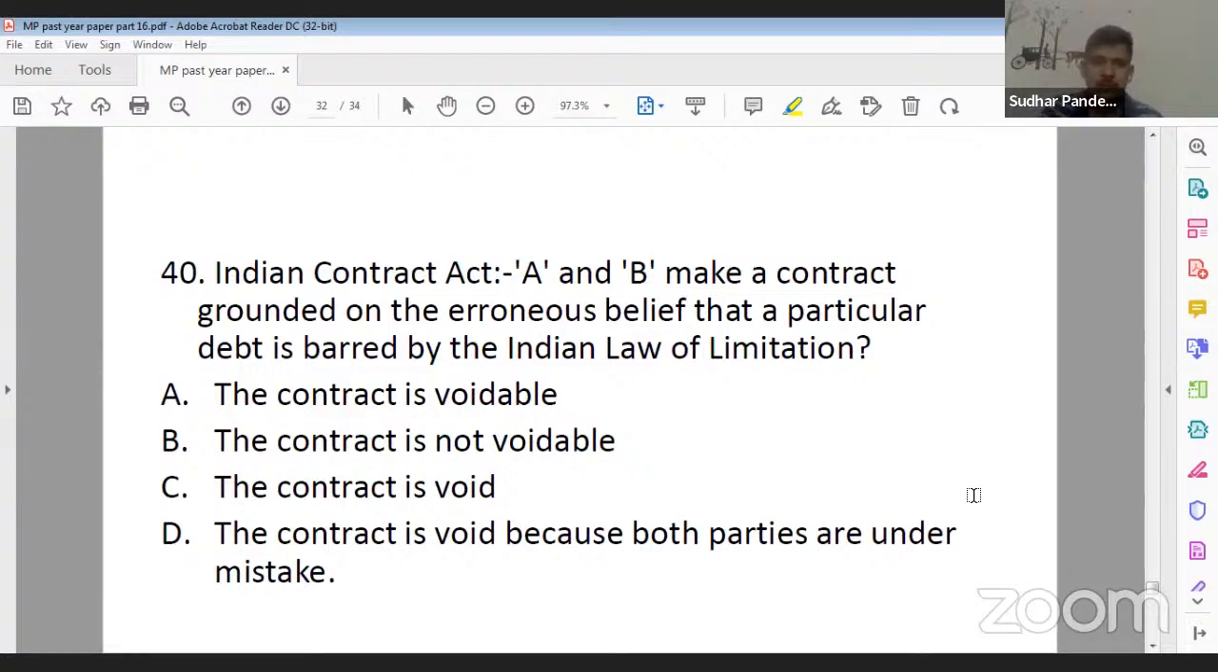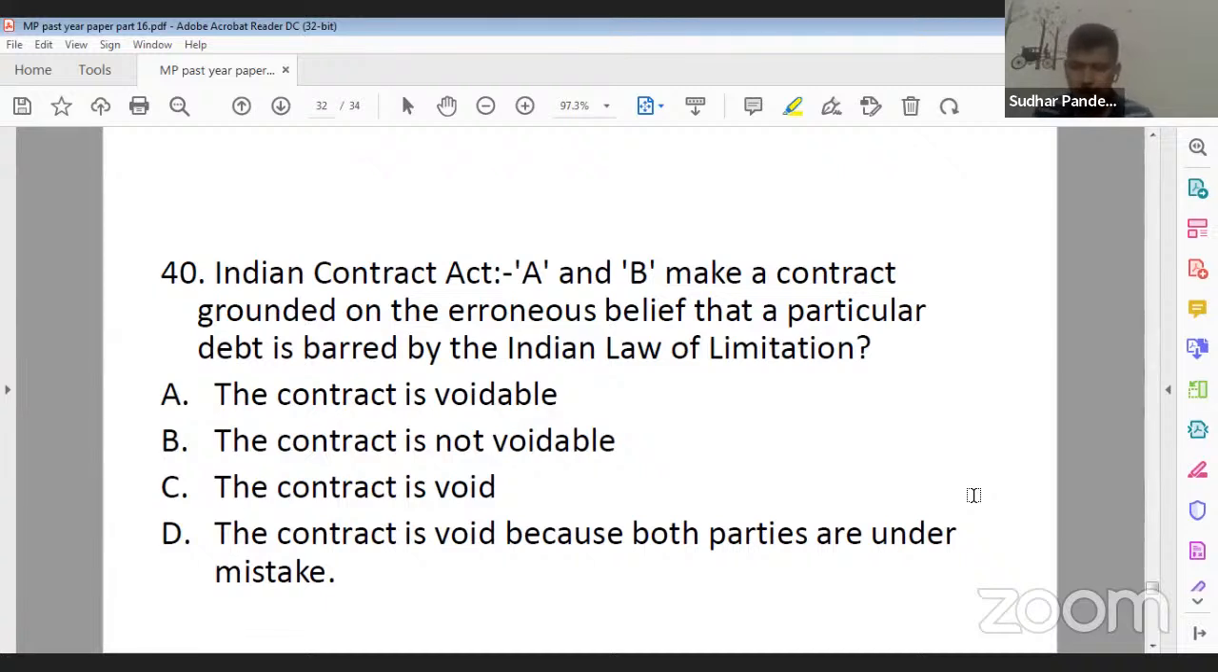Next question. Under the Indian Contract Act, A and B make a contract grounded on the erroneous belief that a particular debt is barred by the law of limitation. What will be the effect? Option A, the contract is voidable. Option B, the contract is not voidable. Option C, the contract is void. Option D, the contract is void because both of the parties were under a mistake. So question number 40, what should be the correct answer?